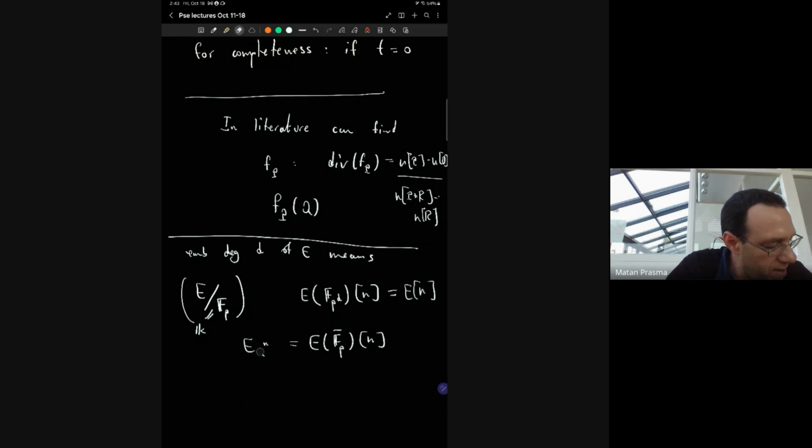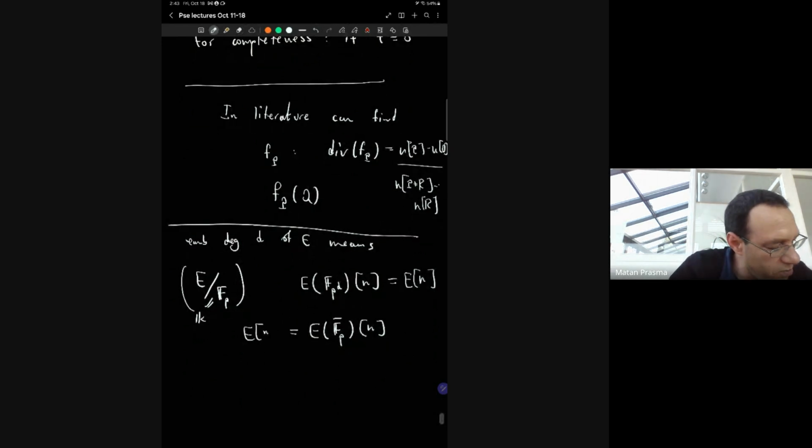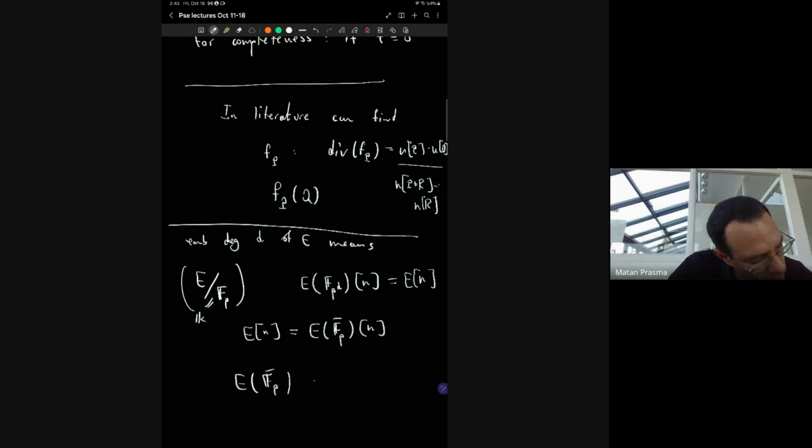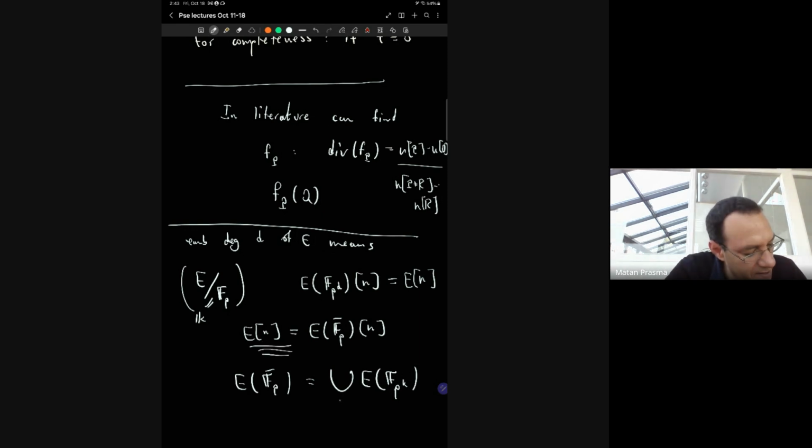But what is E of the algebraic closure? E of the algebraic closure is simply the union of all E of the extensions F_{p^k}. Now each of these is a finite set, and let's say here k is bigger or equal to one. And this is a union of infinitely many finite sets that are included in a chain. This is a chain, right?